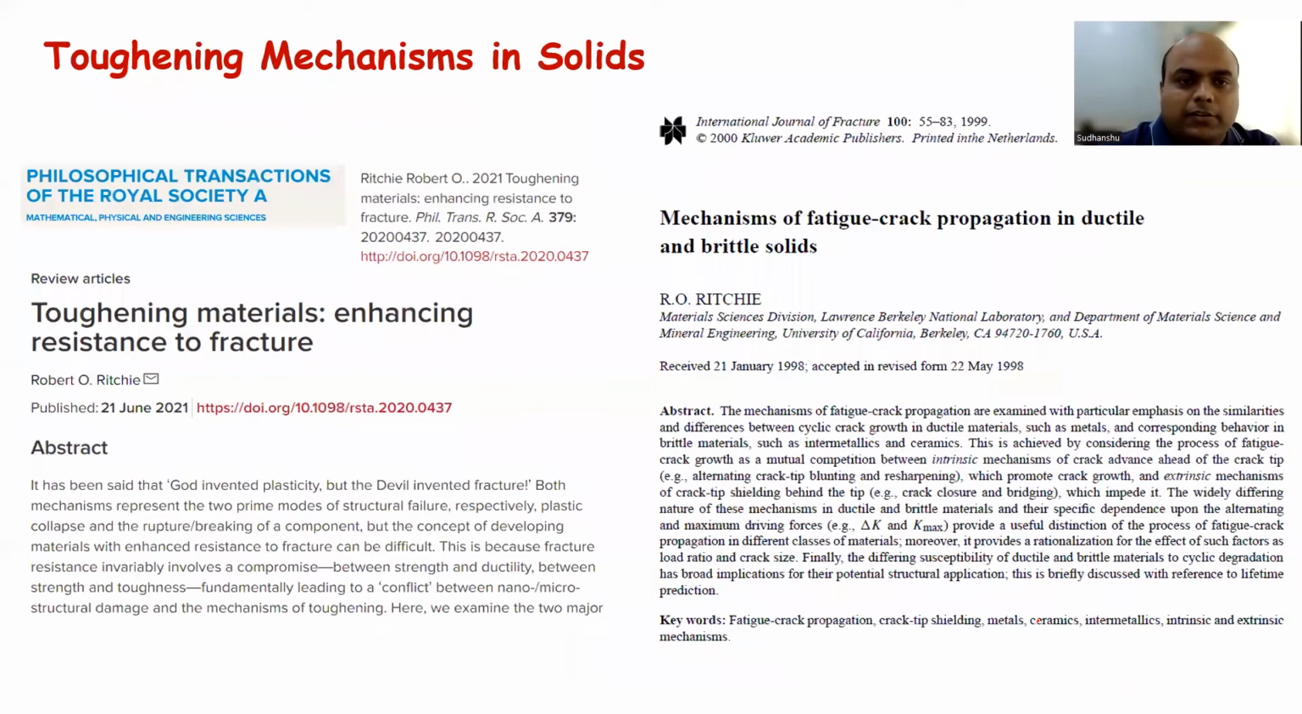So these are two papers. There are many papers, but these are the two I found by Professor Ritchie, about toughening mechanisms in solids. The first one was published in Philosophical Transactions of the Royal Society A in 2021: toughening materials, enhancing resistance to fracture. He has listed all the toughening mechanisms which can be used in ceramics as well as composites, so in different materials overall.